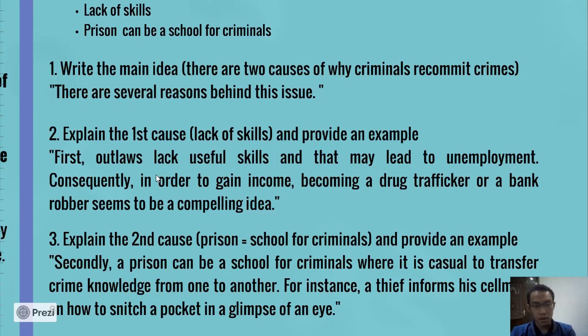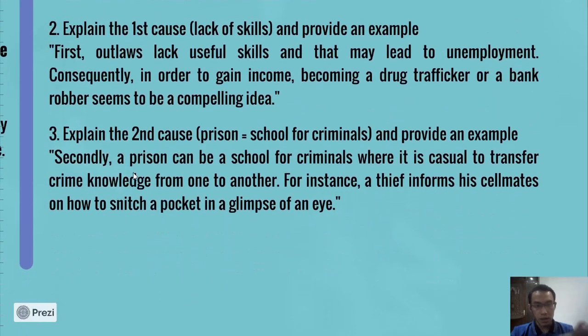If you write the consequence, there's no problem. It has the same meaning with an example. Okay, and then the next sentence, you write about or you explain the second cause, which is prison can be a school for criminals, and then provide an example.